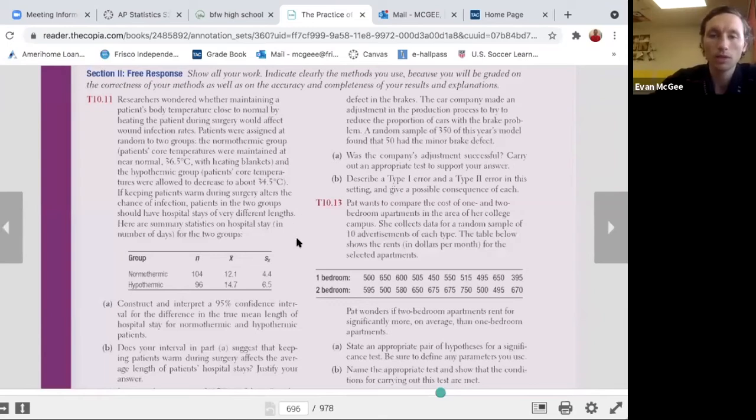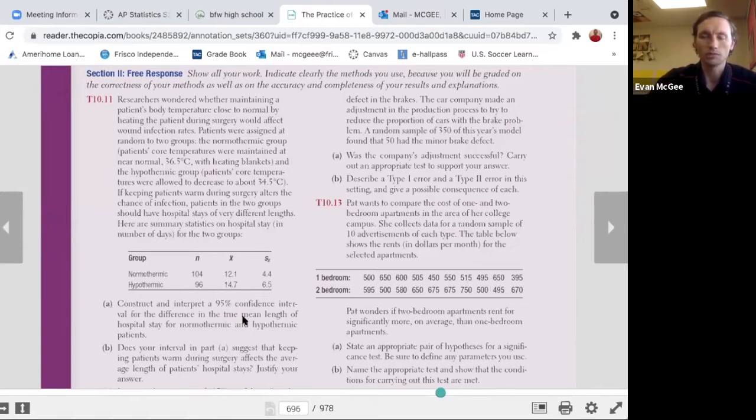All right, so let's look at number 11. Go ahead, pause the video and read it if you need to catch up on it. For this problem, they were comparing two groups. They wanted to compare the length of stay for the group that received the normothermic treatment with the hypothermic treatment. So they wanted us to construct a 95% confidence interval for the true mean length of the difference between the two.